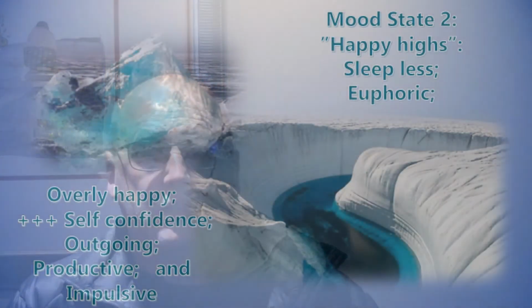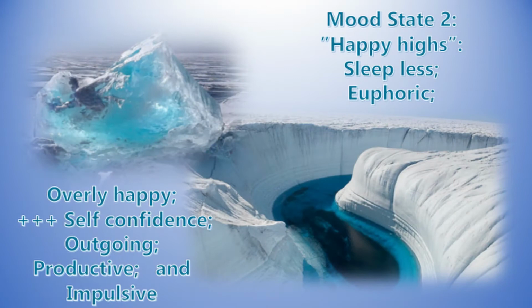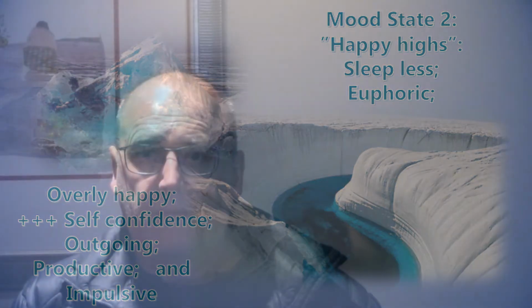The third mood state are the so-called happy highs, or those are the classic euphoric manic episodes where the patient sleeps a lot less, they are euphoric, overly happy, over self-confident, outgoing, very productive sometimes, but also impulsive. That is the classic manic condition as we see it in the movies and is described in many of the textbooks.